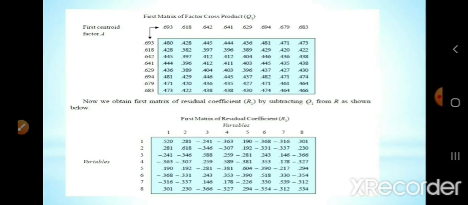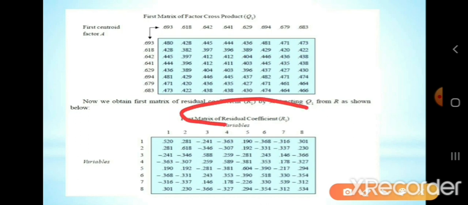Next we will calculate some reflected variables based on this residual coefficient. The residual coefficients are usually obtained by inspection. So the aim of selecting the residual variable is to obtain the reflected matrix R1 dash.